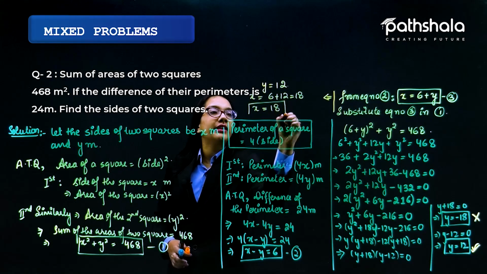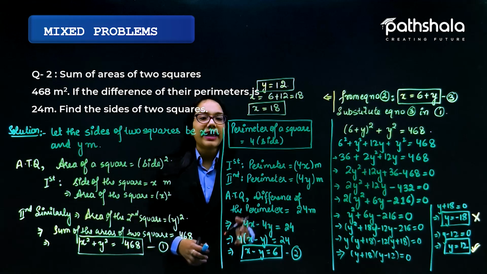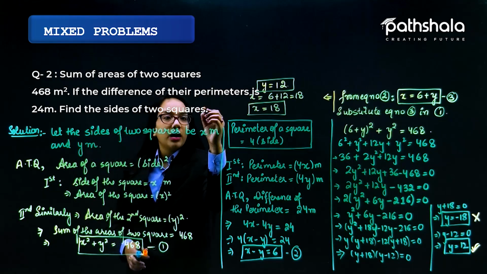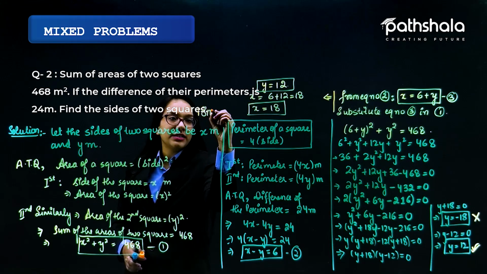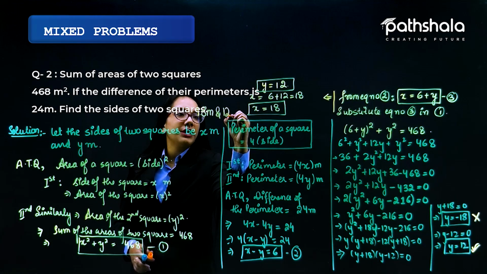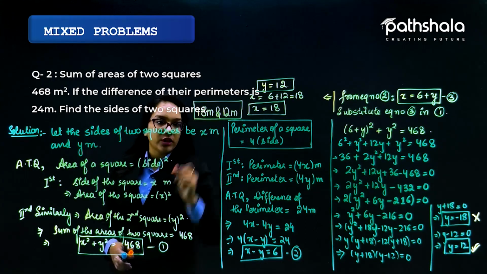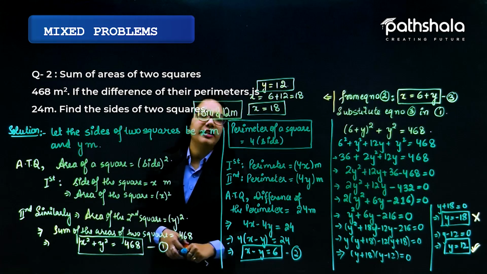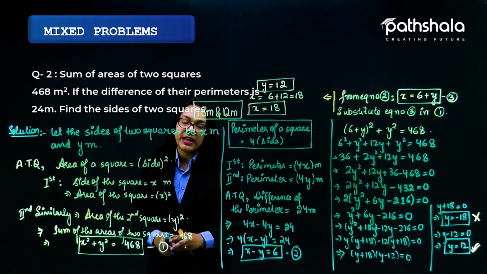So at the end, the solution for this question is that the sides of the two squares are 12 and 18. So the answer is 18 meters and 12 meters. I hope all the steps related to this particular question are clear to you.